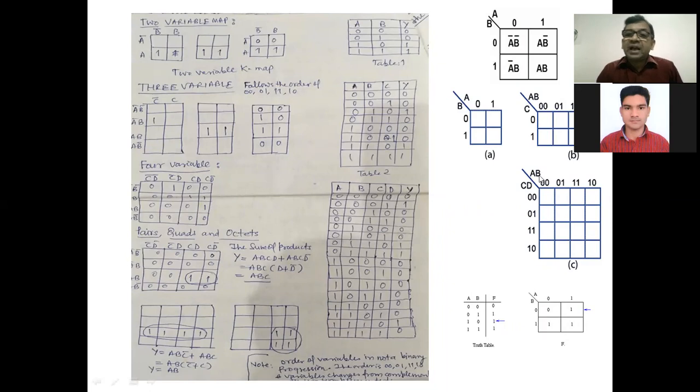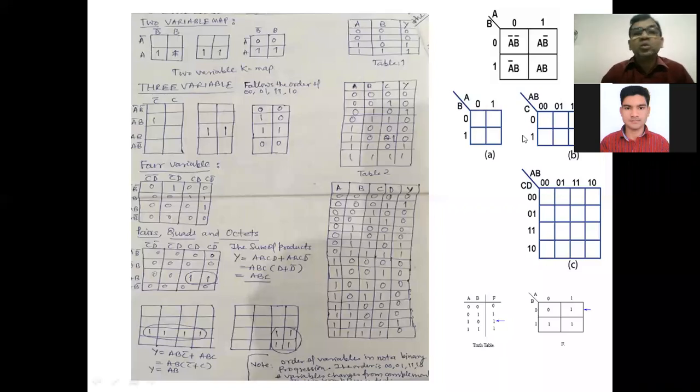So here again, this will be written as 0, 0, 0, 1, 1, 1, 1, 0, and this CD can be written as 0, 0, that is C bar D bar, then C bar D, CD and CD bar. Similarly, this A bar B bar, A bar B, AB and AB bar. So this is the representation of how 2 variables or 3 variables or 4 variables can be represented by a K-map.